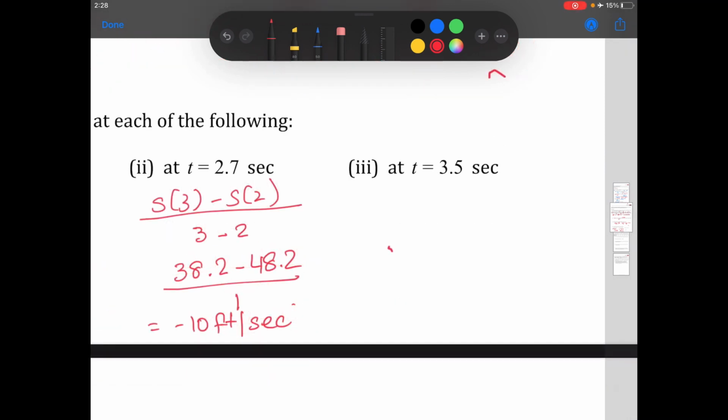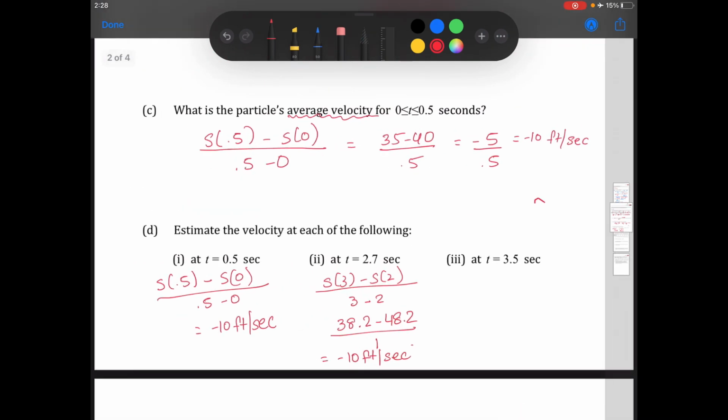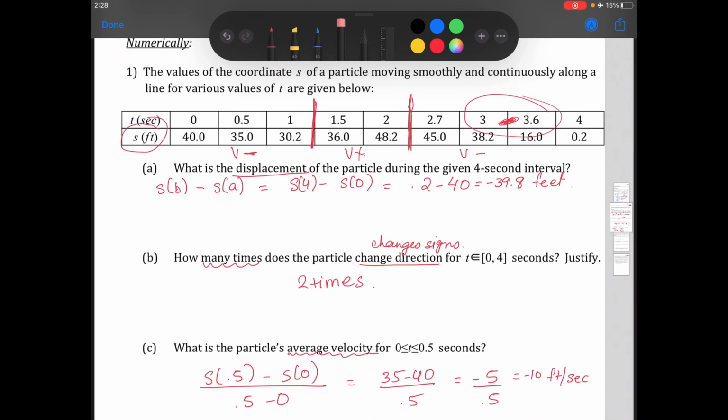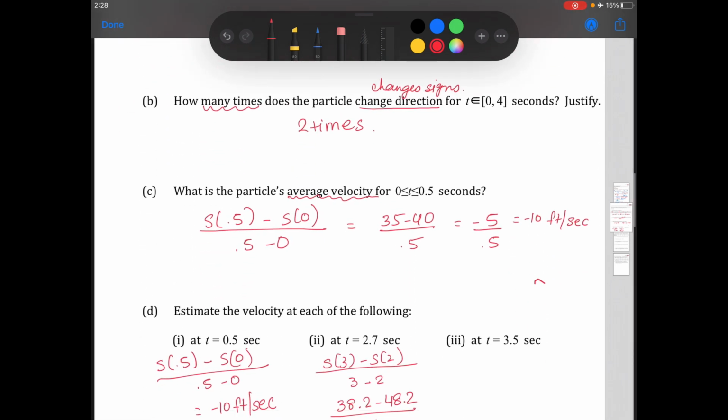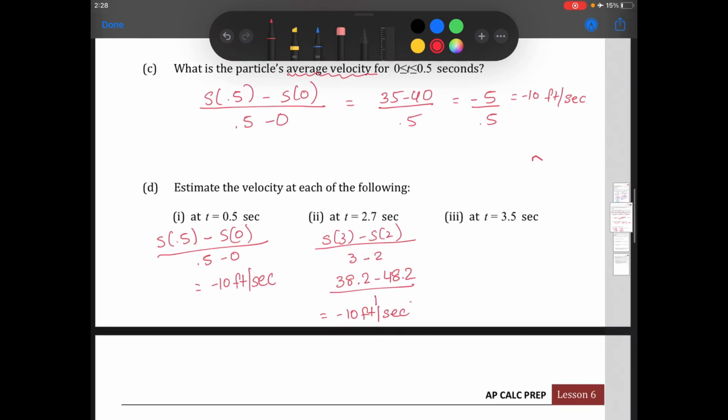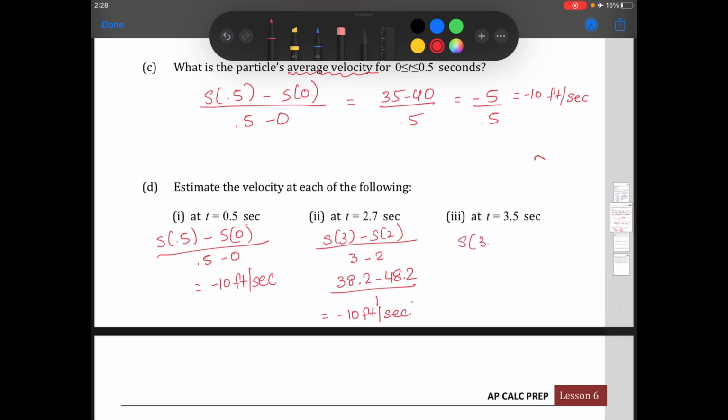Part 3, at t equals 3.5 seconds. So let's look at the table up above. I just want to talk about this. 3.5 is actually between 3 and 3.6. So there's only one way you can do this question, right? 3.5 is not in the table. So only one interval will be accepted, which is S of 3.6 minus S of 3 over 3.6 minus 3, which is 16 minus 38.2.